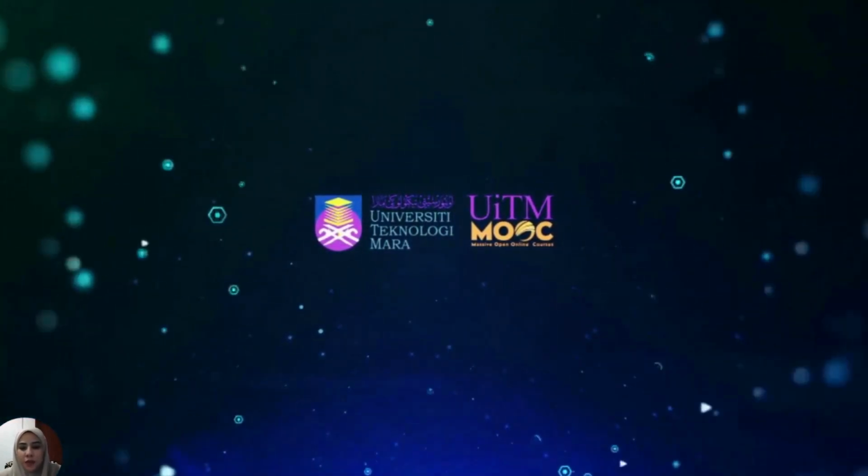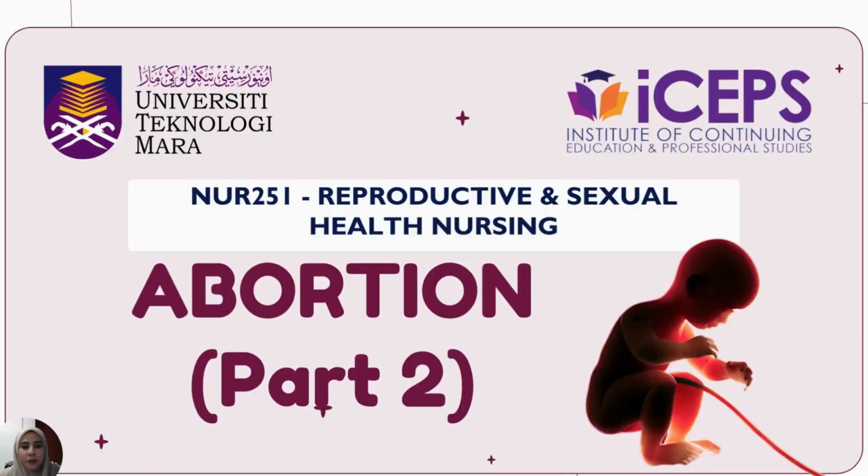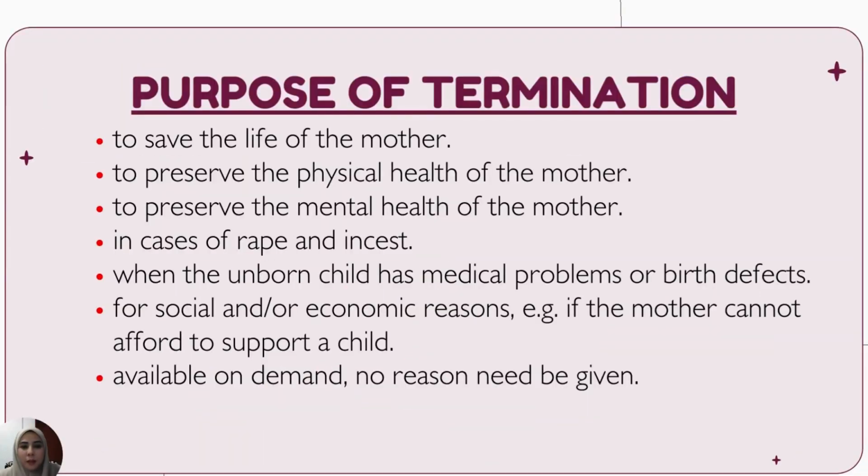Purpose of termination. The purpose of termination is to save the life of the mother, to preserve the physical health of the mother, to preserve the mental health of the mother, in cases of rape and incest, when the unborn child has a medical problem or birth defect, for social or economic reasons such as if the mother cannot afford to support the child, and available on demand, no reason need to be given.